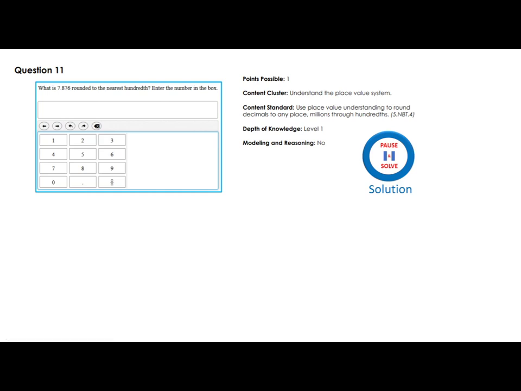What is 7.876 rounded to the nearest hundredth? So 7.876, that's my number. Hundredths is this. Anything to the right of this is going to go away. Whether this stays the same or increases by 1 depends upon this number. If this number is 5, 6, 7, 8, or 9, you have to add 1. If this number is 1, 2, 3, or 4, you just take it out. Since this is more than 4, this becomes 8. The answer is 7.88.